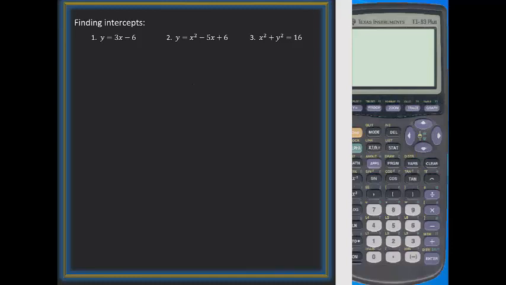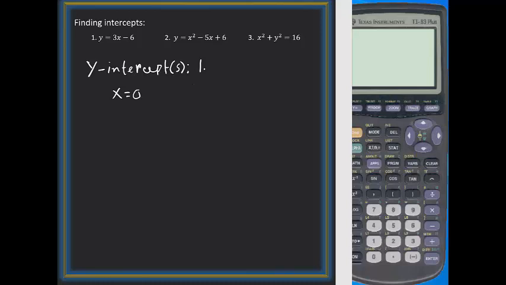The process will be very simple. If you are looking for x-intercepts, you plug in y equals 0. When you are looking for y-intercepts, you plug in x equals 0. So we'll do this for these three examples. First of all, we are interested in finding the y-intercept or intercepts.